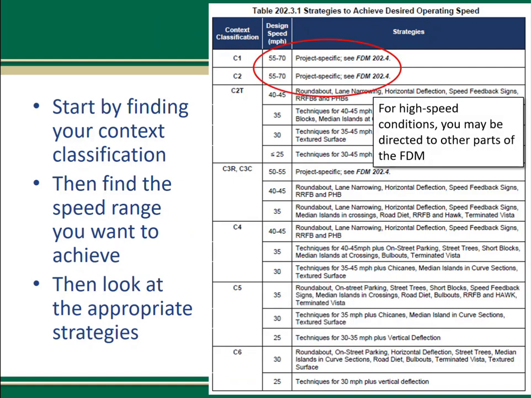Also notice that in high-speed conditions, the criteria are basically going to kick you back over to another part of the FDM, in this case FDM 202.4. We included those in this table and in the chapter because there are places in the transition zone sections where we talk about going from a high speed to a low speed condition.